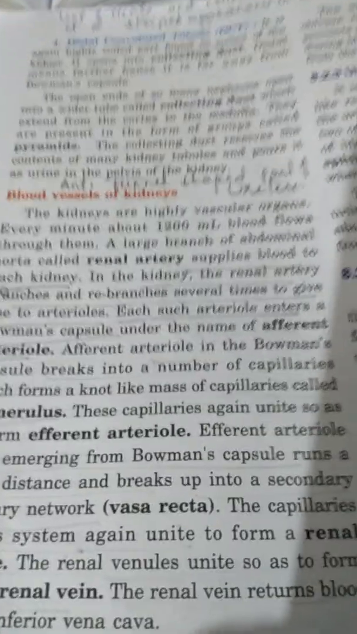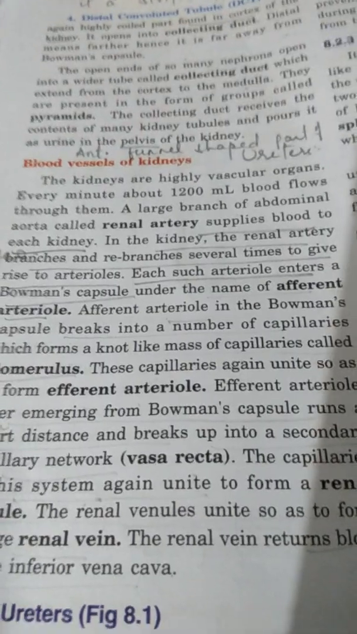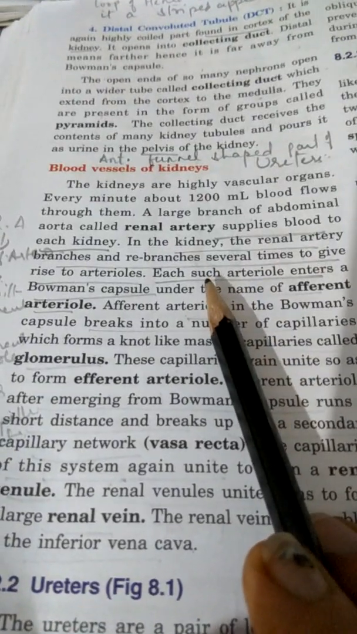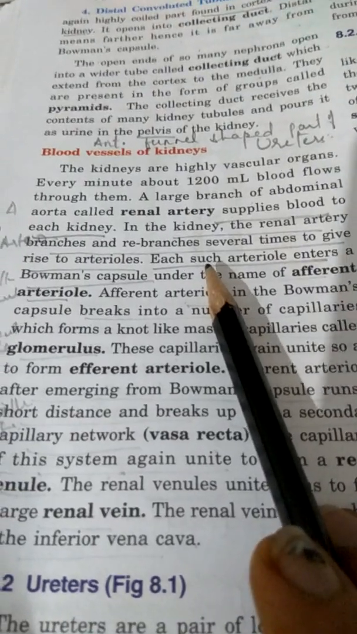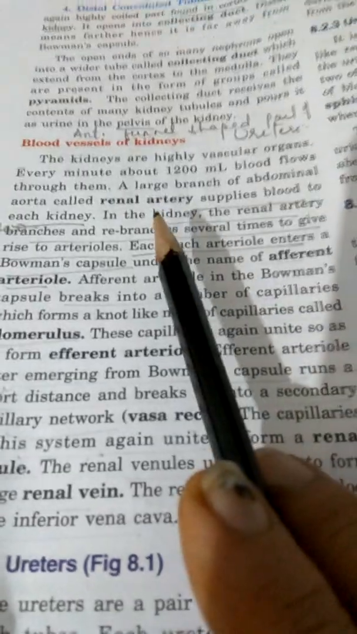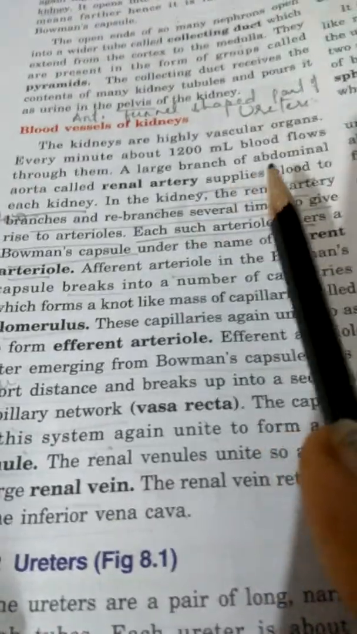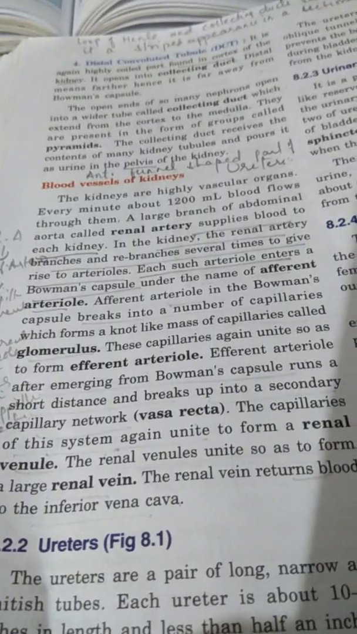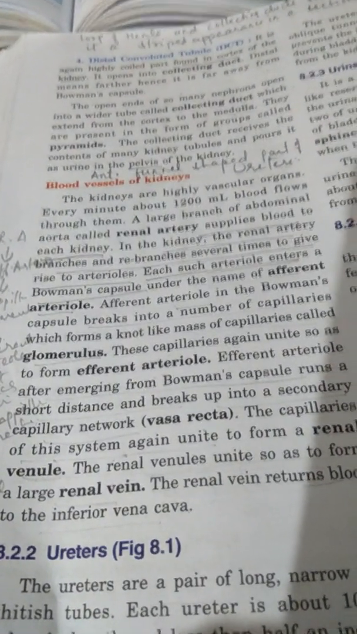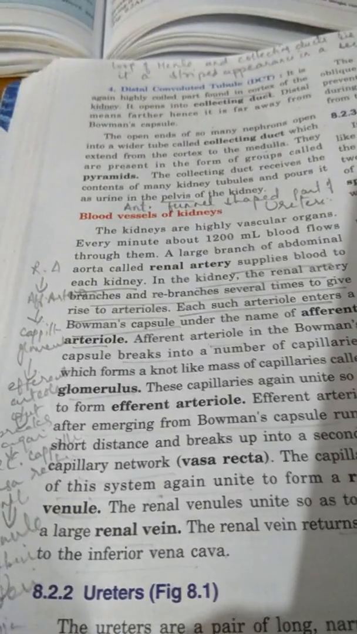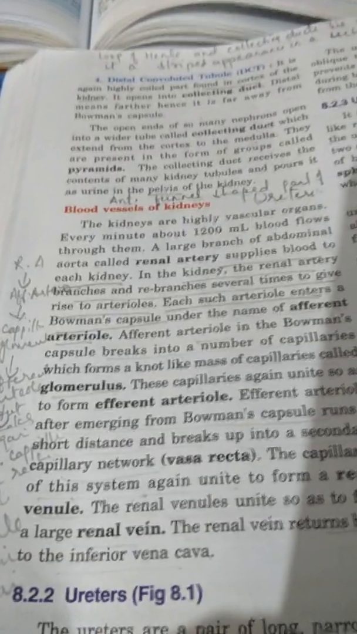Now, the blood vessels entering the kidneys. The kidneys are richly supplied with blood vessels, so they are highly vascular organs. Every minute about 1200 milliliters of blood flows through them. A large branch of the abdominal aorta supplies them. The aorta coming out of the heart, carrying oxygenated blood, will run on the dorsal side of the body. That dorsal aorta, when it comes down, forms the abdominal aorta.